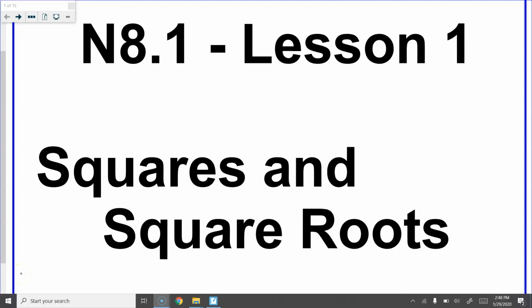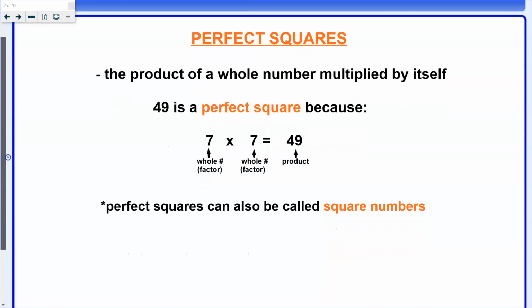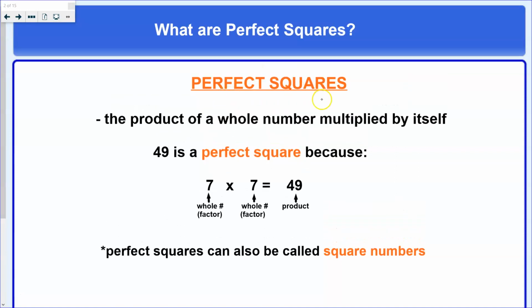All right, we're going to start with lesson N8.1, which is squares and square roots. The first thing we need to know is what is a perfect square and the definition. So what that means is a product of whole numbers multiplied by itself. Product, remember back, that's the answer to a multiplication question. And we use 49 here, is a perfect square because 7 times 7 is 49.